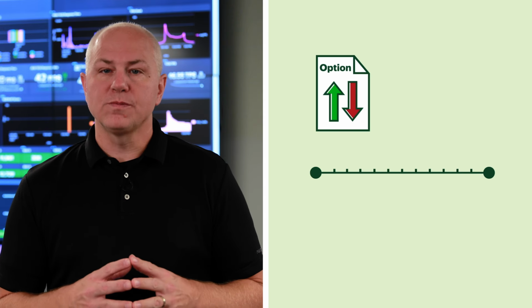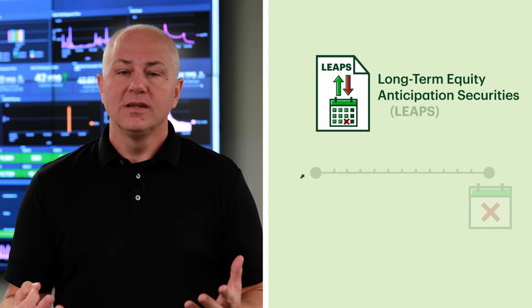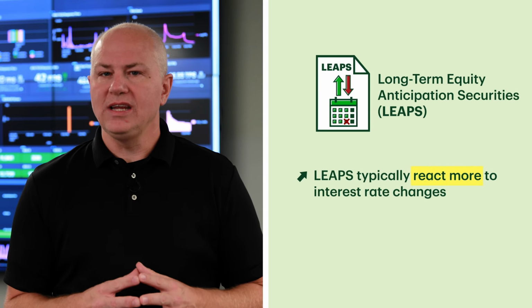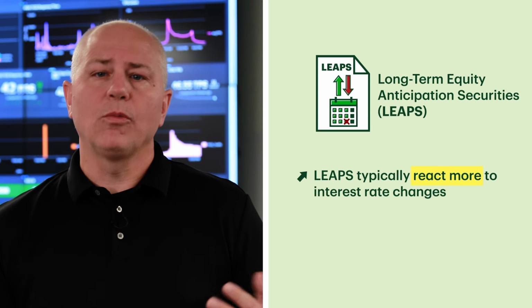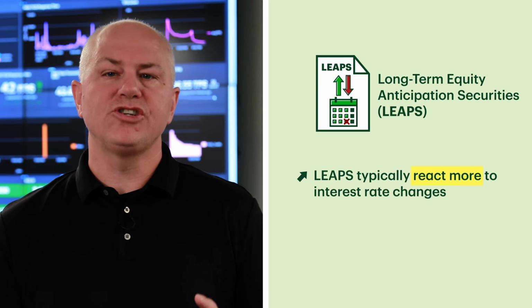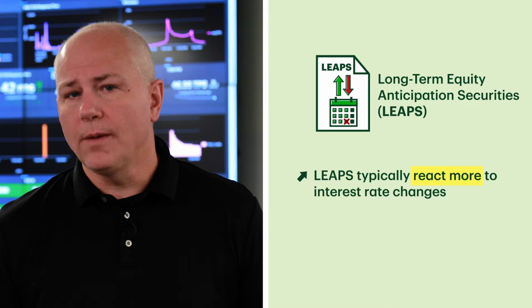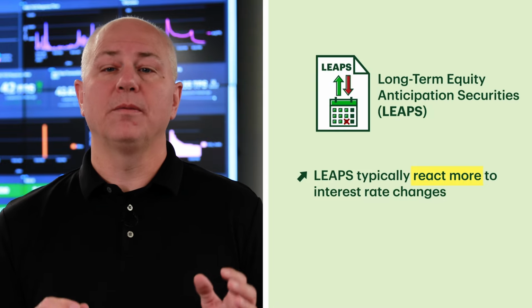Now, you might be wondering how expiry dates fit into the equation. Well, the impact of interest rates actually depends on how far out your options expiry is. And that brings us to number 3. Options with longer expiry dates, for example, LEAPs, typically react more to interest rate changes than those with shorter ones. Why? The longer time horizon means more time for rate changes to influence the value of the option and show their ripple effects on the market.